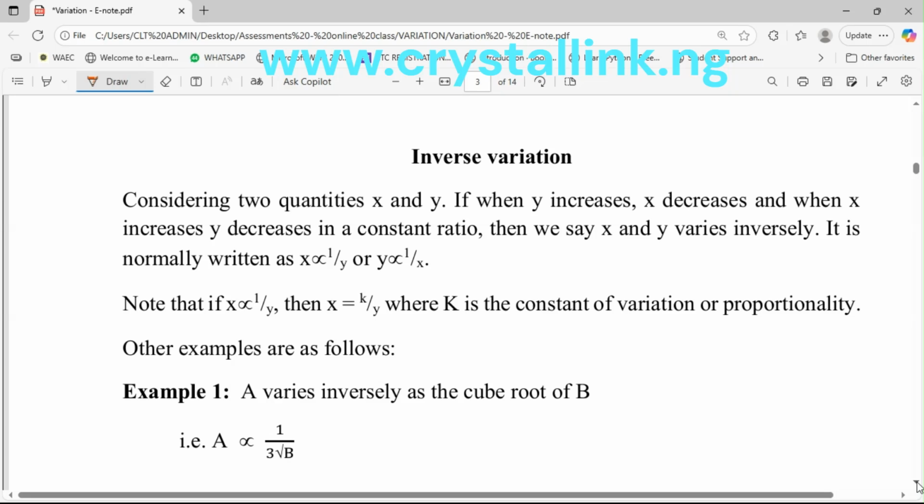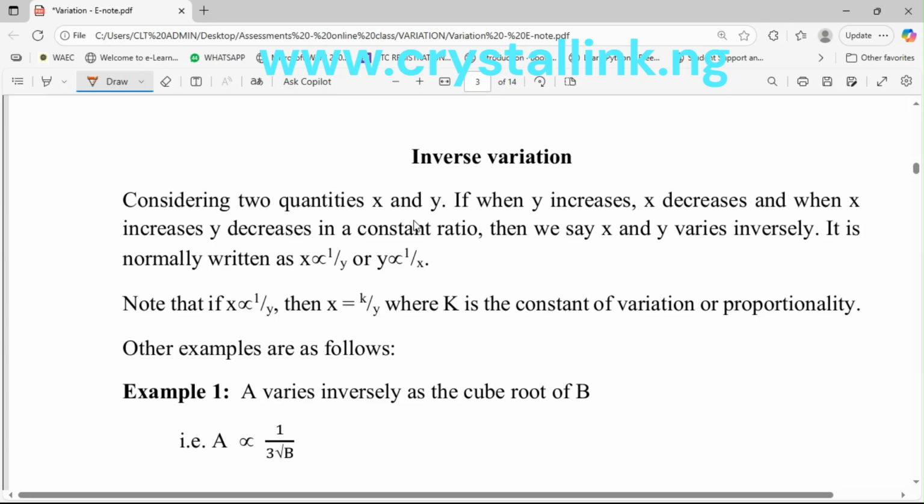So when you are considering two quantities, if one increases and the other one decreases, an increase in one causes a decrease in the other one, it means the two quantities are in inverse variation. Inverse, like opposite. So here it said consider two quantities, x and y. If when one increases, of course, as I said earlier, the other one decreases, that means they're in inverse variation. And how do you represent it?